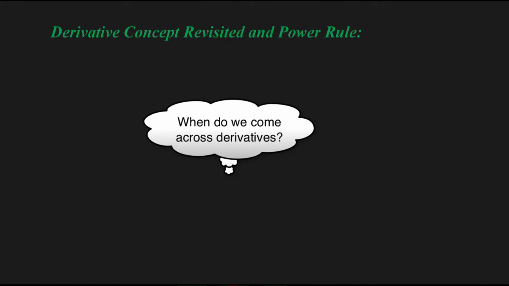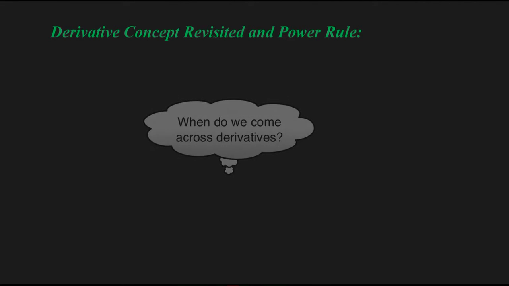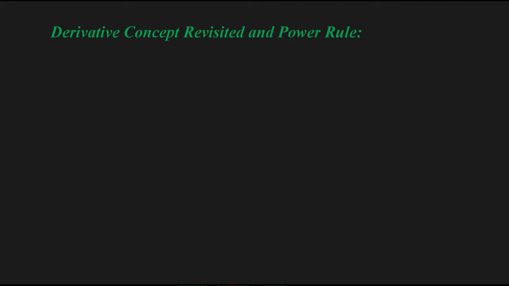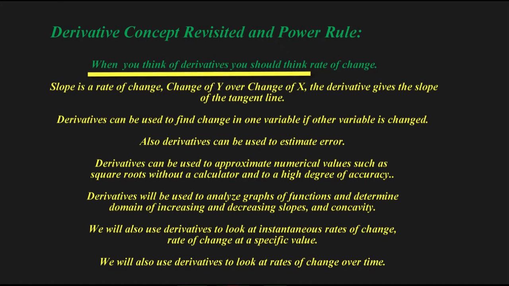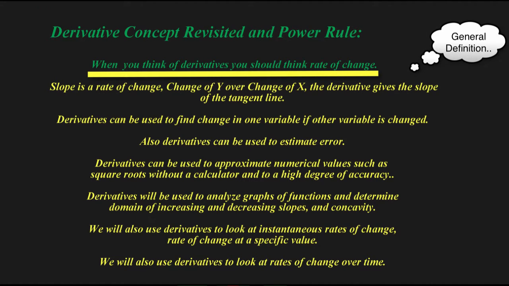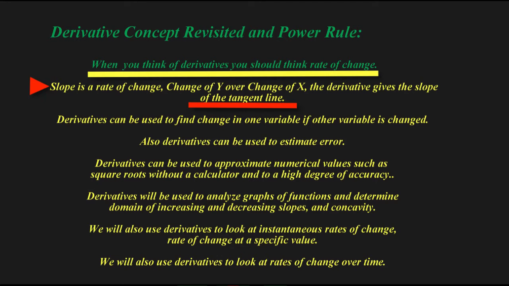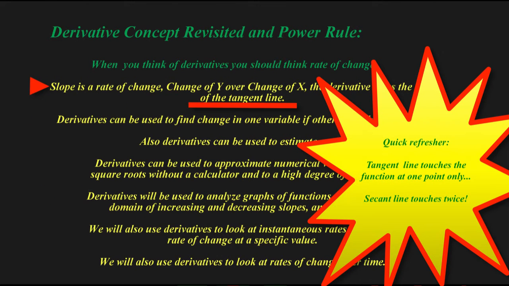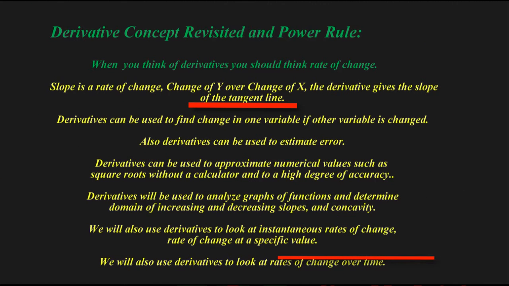Before we get into the power rule, let's look at some of the concepts that derivatives will be dealing with. But let's talk about what a derivative is first. When you think of derivatives, you should think of rates of change. Slope is a rate of change, and in this case, the slope we're talking about, rise over run, change of y over change of x, is going to be the slope of the tangent line. Remember, the tangent line touches your function at one point and one point only. And there are various uses of knowing the slope of your tangent line.